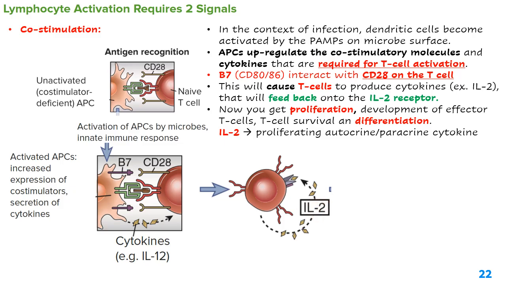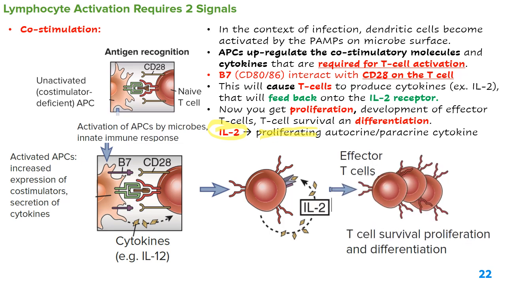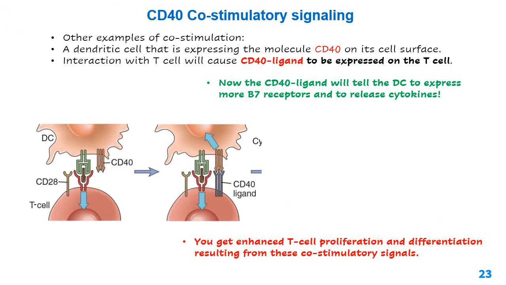Interleukin 2 is very, very important to cause proliferation. So this is how you get a clone of your activated lymphocyte, your activated T cell. Now it's going to become an effector T cell, a clone of effector T cells.